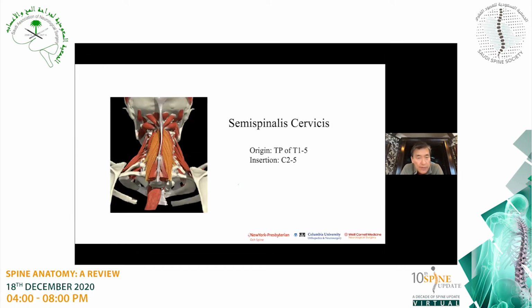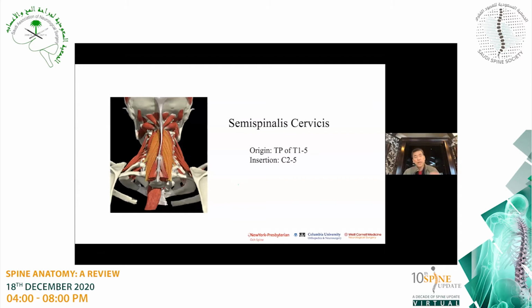It originates out of the transverse processes of T1 through T5, and it inserts between C2 to C5. It is the most important extensor muscle of the neck. And the most important insertion is actually at C2. So if you detach it from 3, 4, 5, you will lose a little bit of extension at those levels, but you'll still be able to extend your neck. Conversely, if you detach it off of the transverse processes of T1, T2, T3, T4, and T5, you'll tend to have the neck sagging.